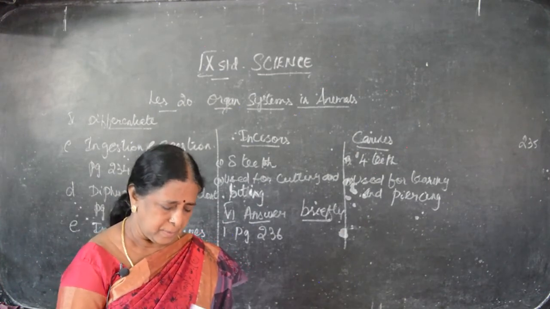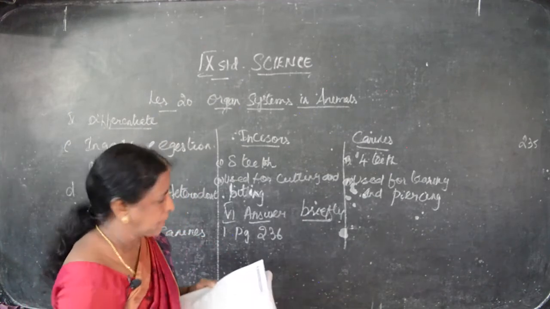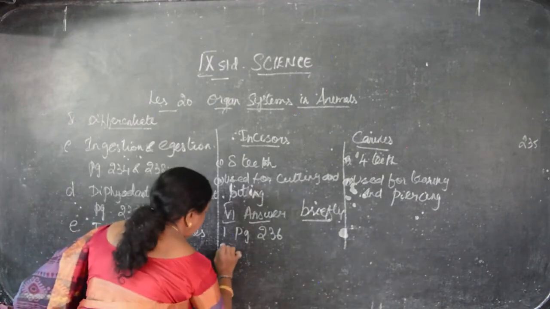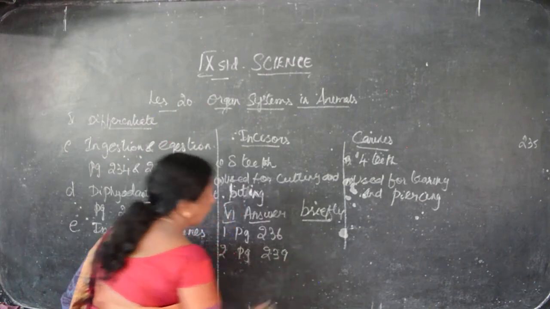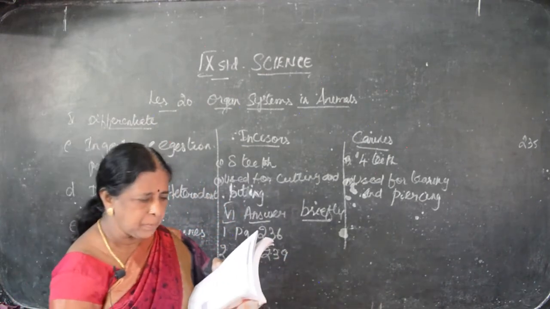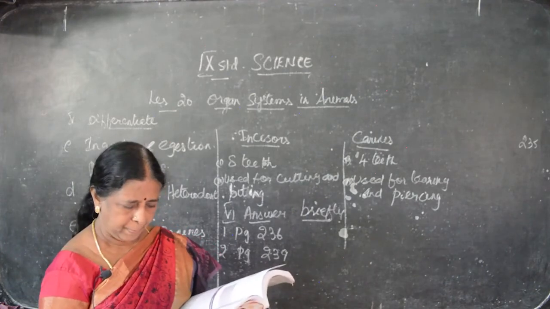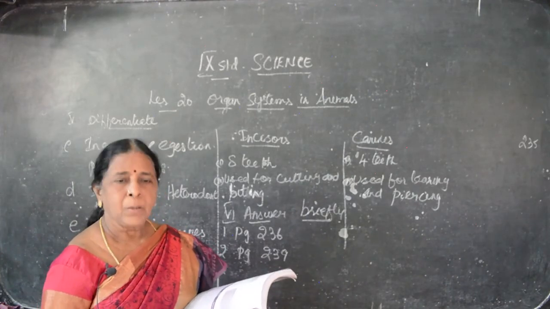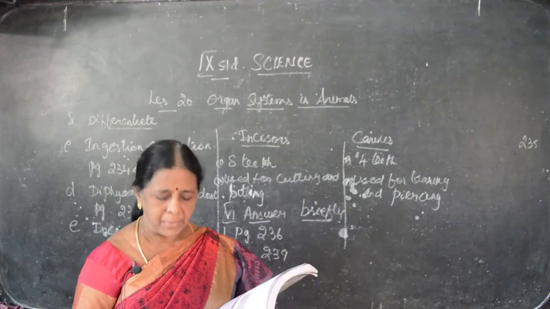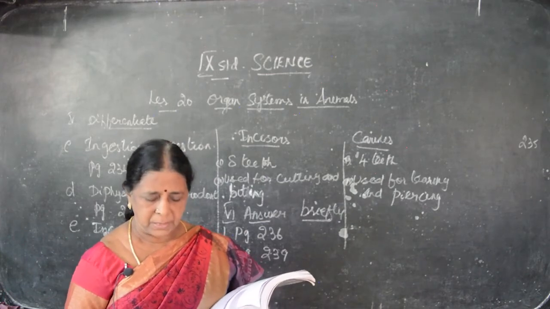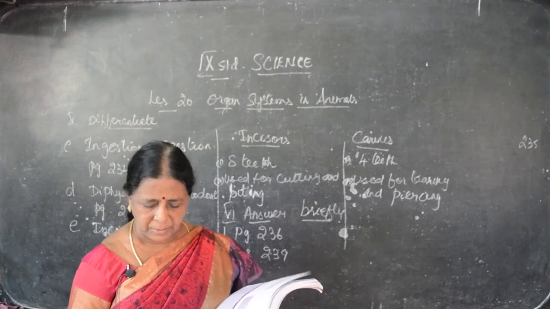Now next one is, why do we sweat? It's in page number 239. Page number what is it? 239. Ready children? Under the heading skin, second paragraph. The human body functions normally. Did you find out?